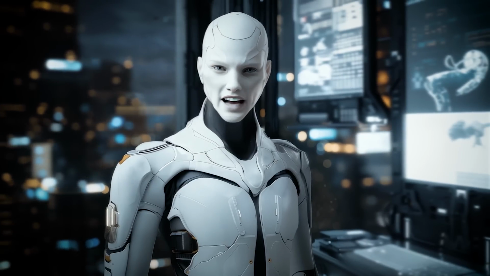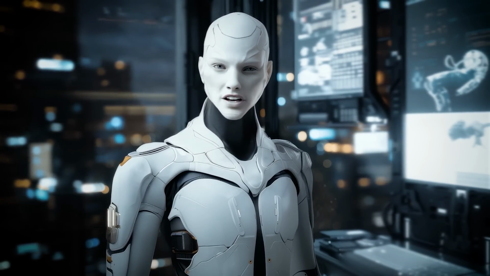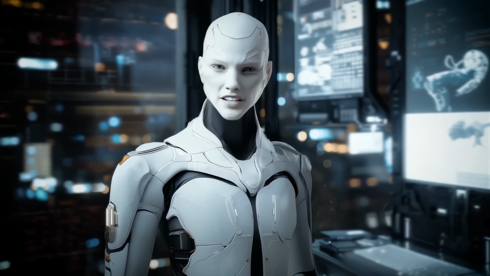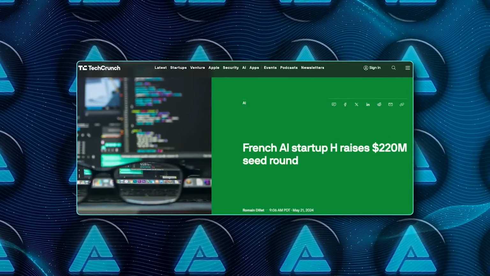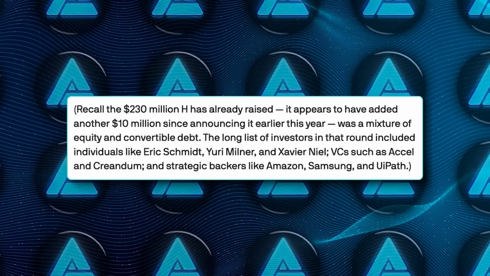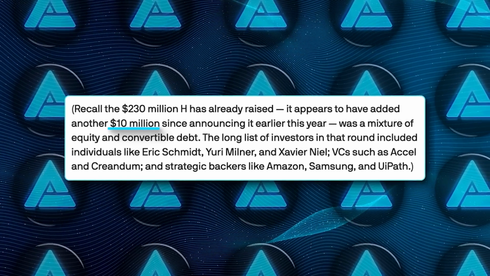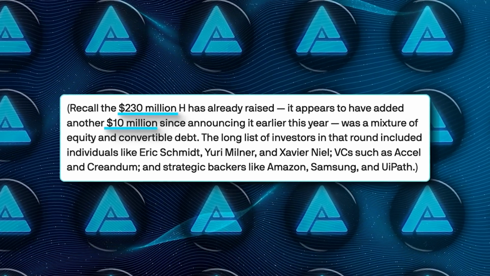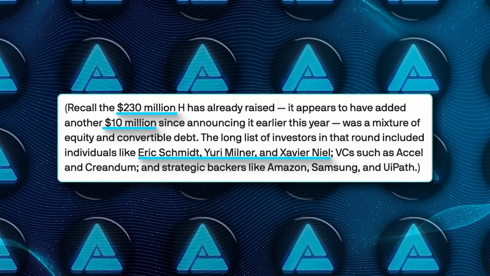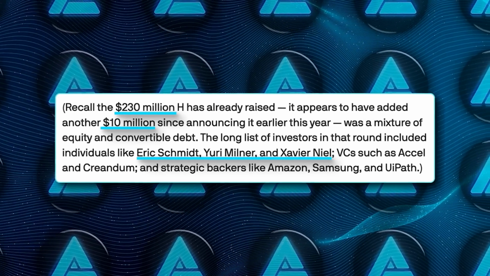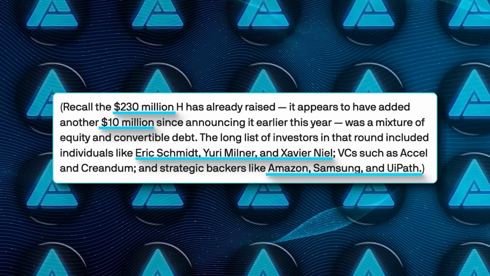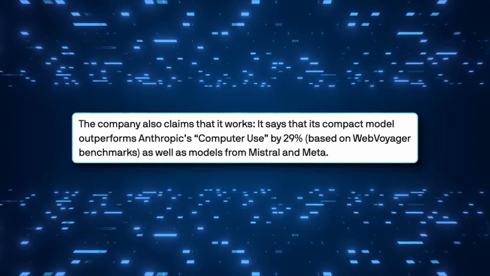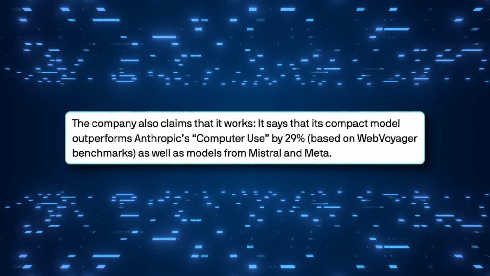H's journey obviously hasn't been without its challenges. Losing three co-founders early on could have been disastrous, but the company managed to stay afloat, thanks in part to its strong funding. Since the initial $220 million raise, H has added another $10 million, bringing the total to $230 million. This funding includes contributions from high-profile investors like Eric Schmidt, Yuri Milner, and Xavier Niel, as well as strategic backers like Amazon, Samsung, and UiPath. The backing of these heavyweights underscores the confidence in H's approach to AI.